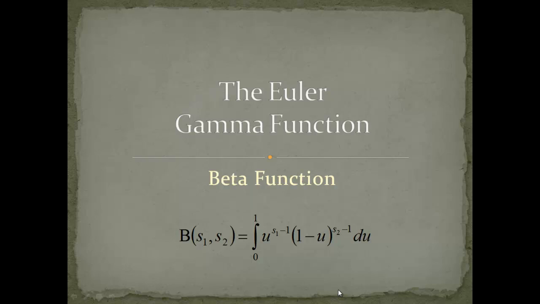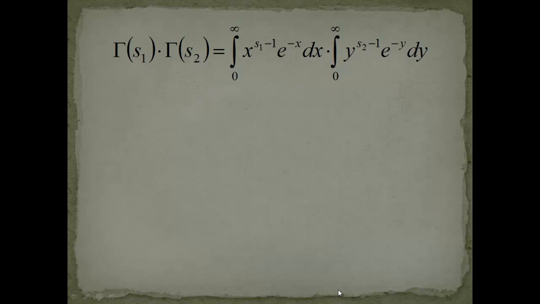Now let's just start off. What did Euler do? Okay, Euler just wanted to multiply two gamma functions, okay? He said, okay, let's multiply a gamma function for the argument S1 and a gamma function for the argument S2, and they look like this, okay? And I take two dummy variables, x and y, and I could have chosen others. I just took x and y.